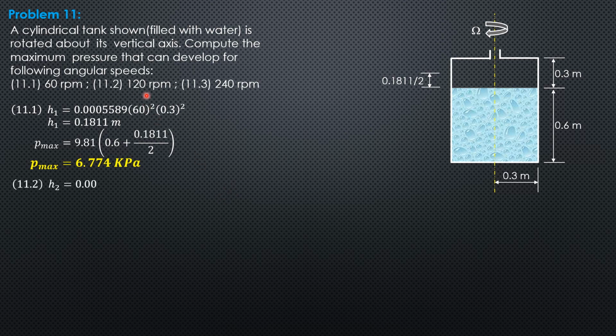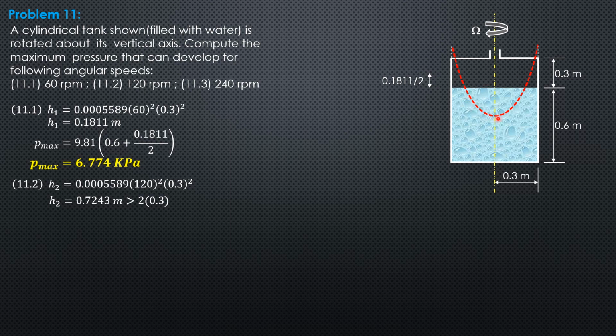For the second question, let's solve for H2. H2 is 0.0005589 times 120 square times 0.3 square, and it is equal to 0.7243 meter, which is this time greater than 2 times 0.3. And it is less than this height here, so we are sure that the vortex is still within the tank, but it will extend up and cross the top cover as shown in the figure. So this time, the principle that we have to divide it by 2 is no longer applicable because the parabolic surface extends beyond the parent cylinder.